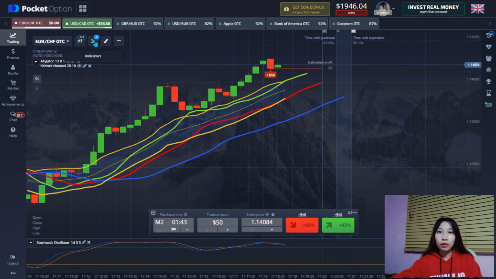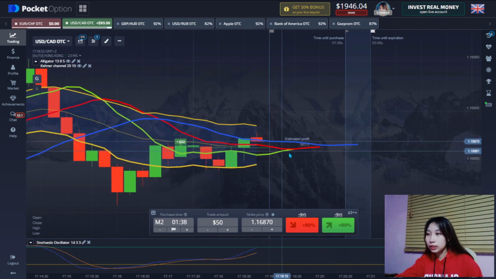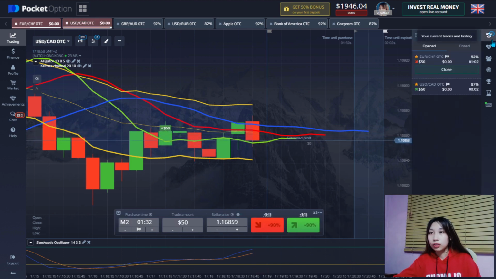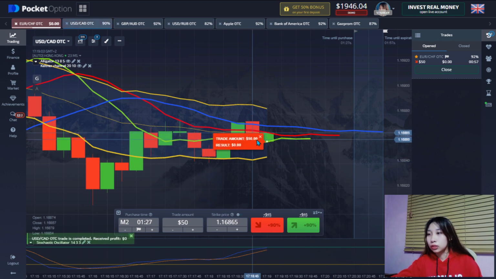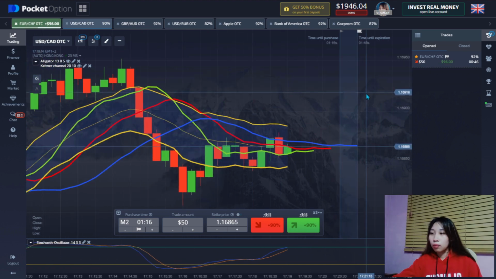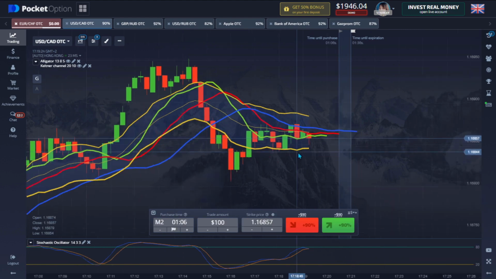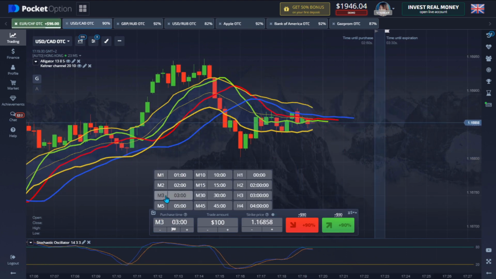Let's go back to USD OTC, USD CAD OTC. And here you can see that we bet $50 and it goes here. Let's wait if we'll gain here a profit. Oops. We lost $50, but you look at this guys, it's just time. We should gain here a profit. But let's double our bet so we can cope up with our loss. So let's wait for the trend and let's try for 3 minutes.